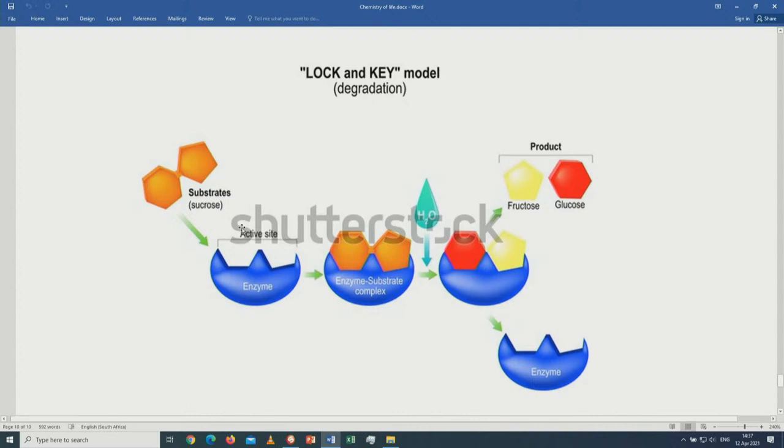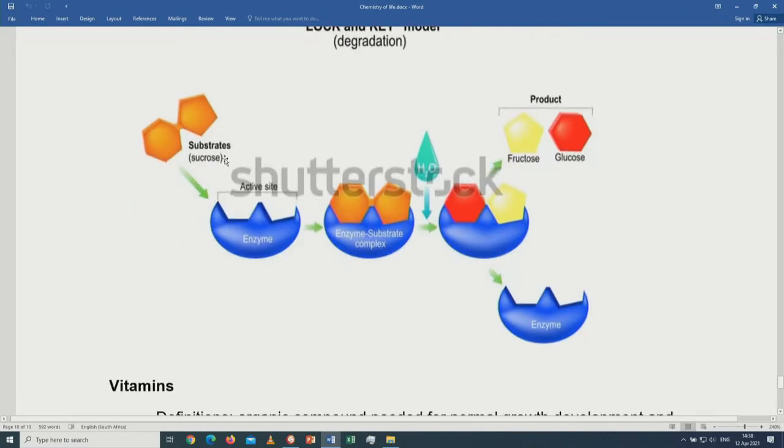So now here I have an example of a carbohydrate. It's sucrose. Here I have an enzyme. Since we have sucrose, the name of the enzyme here will be sucrase. Remember I said enzymes are specific, and this will be the active site of the enzyme where a substrate is going to fit to form what is called an enzyme substrate complex. Here, the enzyme is going to exert pressure on the substrate so as to break the bonds using water. And then a product will be formed.